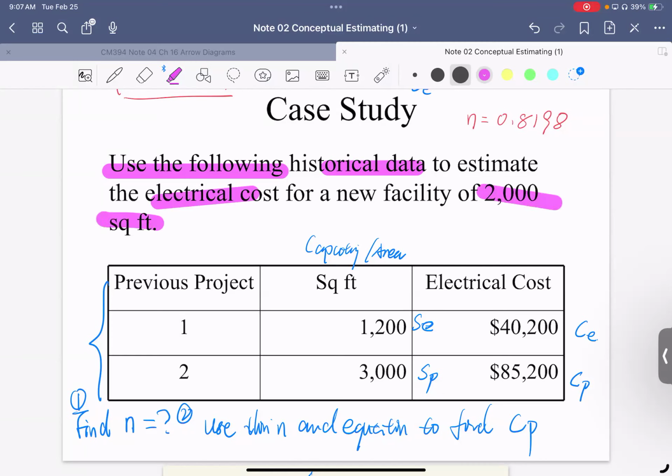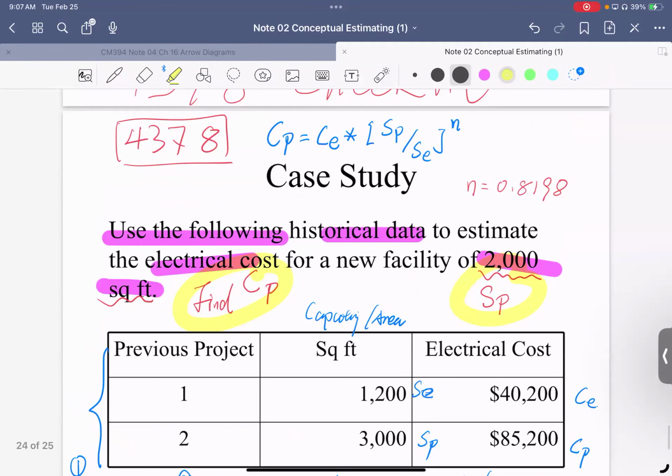And we were using the following history data to estimate electronic cost for a new facility of 2,000 square feet, right? So in this case, we understand this 2,000 square feet is our S for your proposed. And then the cost for this one, we're going to find, is the cost for your proposed, right? Does that make sense? So now we need to determine the cost for existing, because in the equation we are going to use the cost of existing and the size for existing, and also the n we already found, right?